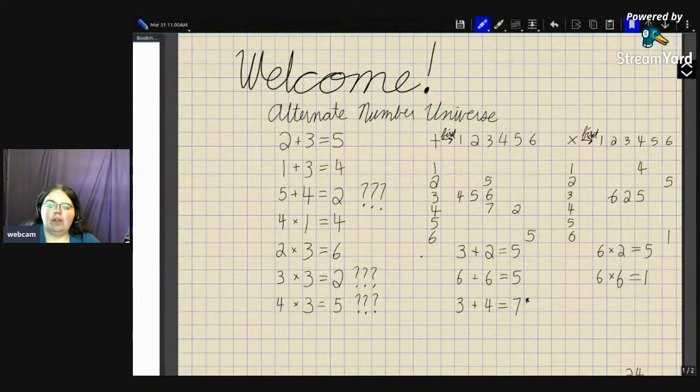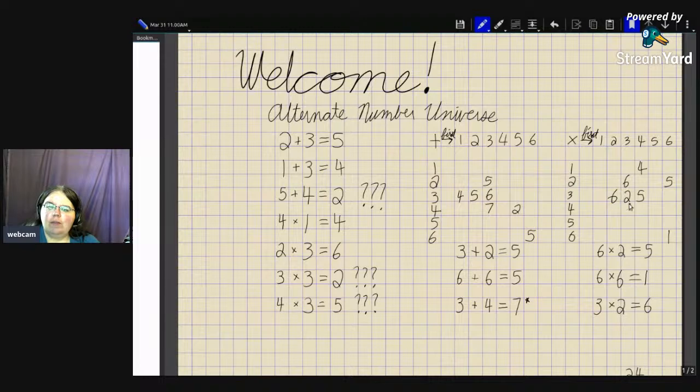Okay, so let's circle back to this alternate number universe. So let's see, we already said that 2 times 3 is 6. Well, I'm going to tell you that 3 times 2 is also 6, and that shouldn't be surprising because I mentioned that our idea of multiplication in this universe is similar to our idea of multiplication in the normal universe. Like it kind of follows along with repeated addition, except when things get weird.